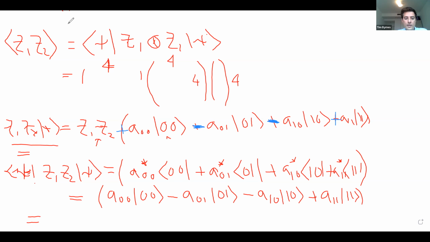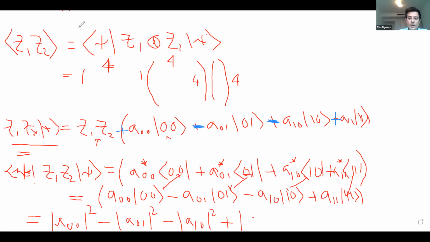Okay, and then basically the only terms in the inner product that are non-zero are the ones where it's the same state, right? So this one and this one, this one and this one, this one and this one, this one and this one. So the four states that we're going to get are |A00|² minus |A01|², |A10|² plus |A11|². And basically that's the final answer.